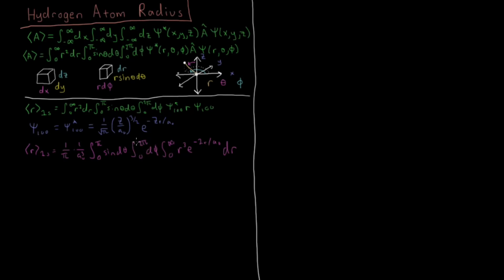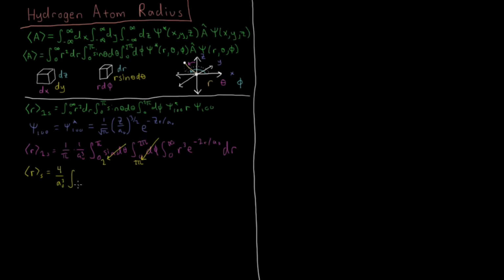And some more simplifications we can make. The integral of phi here from 0 to 2 pi, integral d phi is just going to be 2 pi. And the integral of sine theta d theta from 0 to pi is going to be 2. That gives you a minus cosine, and minus cosine of pi minus minus cosine of 0 gives you 2. Okay, so we have those values. Moving on to the next line, we're going to have a 4 pi on top from these two, and the 4 pi will cancel with the pi to give us 4. So we have 4 over a naught cubed.